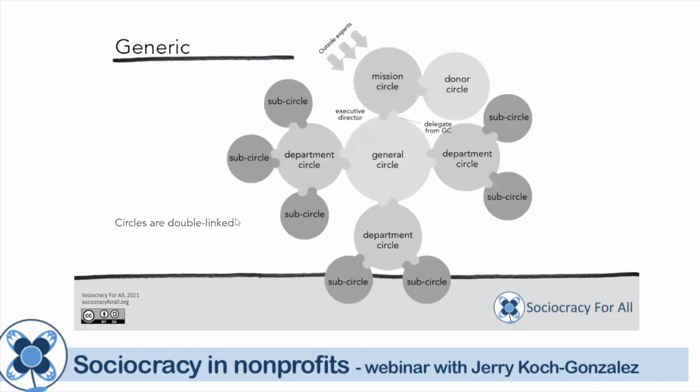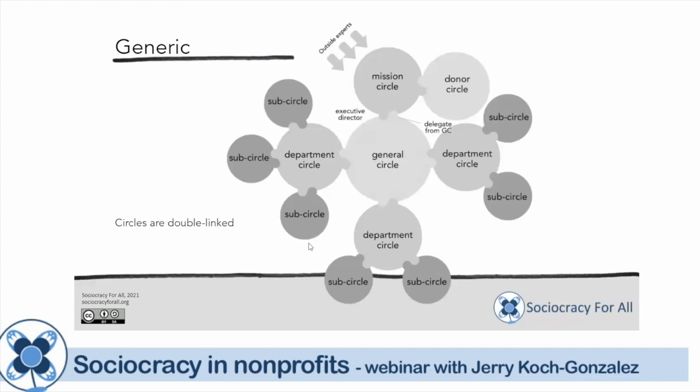First, I just want to look again at the generic organizational structure of an organization. So you have a mission circle with some outside experts. You have a stakeholder circle, which could be a donor circle. It could be, again, the friends of, all the different ways that this could be named. But there may or may not exist. The stakeholder circle may or may not exist, but there may be one or more. And then there's your general circle, looking at the day-to-day management of things, making sure communication is flowing throughout the organization. And then there are the major department circles, and they may have subcircles.